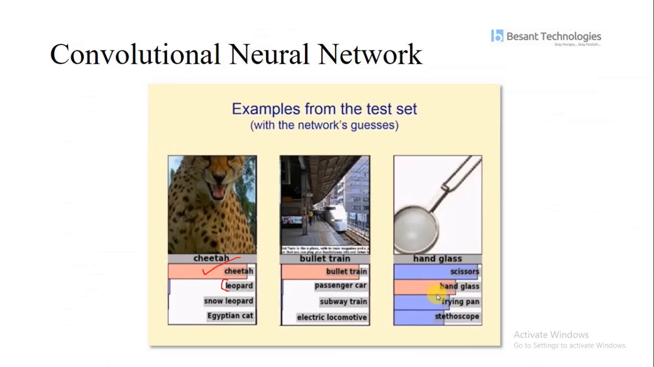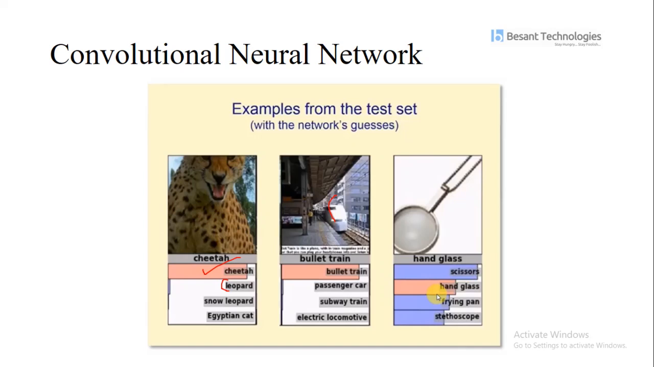The next thing is a bullet train. This is a bullet train image. Instead of bullet train, what are the other possibilities? Passenger car, subway train, and electric locomotive. When I ask my neural network to read this image, it should give the right answer of bullet train. If it is not giving the right answer of bullet train, then my accuracy score is a little less. Either it's a passenger train or a subway train or an electric locomotive.